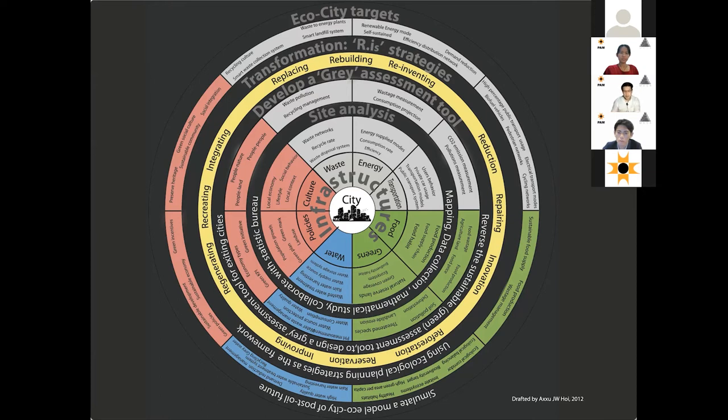We cannot just copy Putrajaya back to KL. We cannot copy the Singapore version back to KL. No, we need to have our own versions, and we look at the city itself. What are the potentials, what are the problems, and how far can it go? So this is called the eco-city chart. This helps us have a framework for how to transform existing cities toward eco cities.